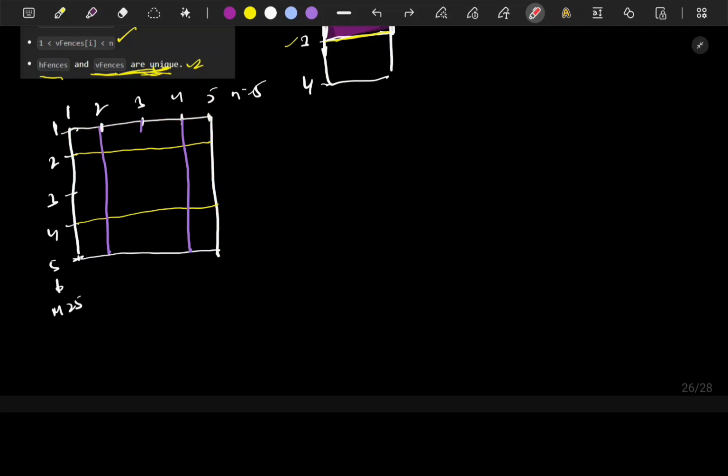How will we calculate these lengths? There is a simple idea. First, in our horizontal fence, what is the horizontal fence here? 2, this one, and 4. First we will add this as a horizontal fence also. If you see carefully, these are also horizontal fences. So we can get 1 here. Okay, 2, 4, and this is our m, meaning 5. So these are our horizontal ones.